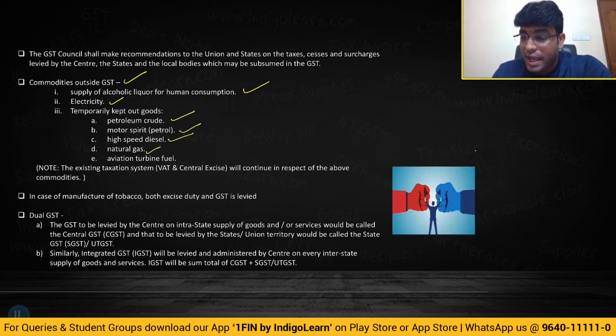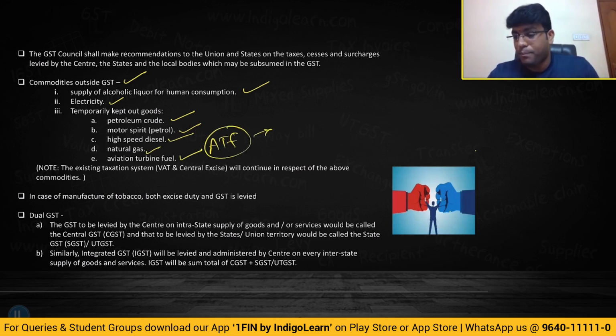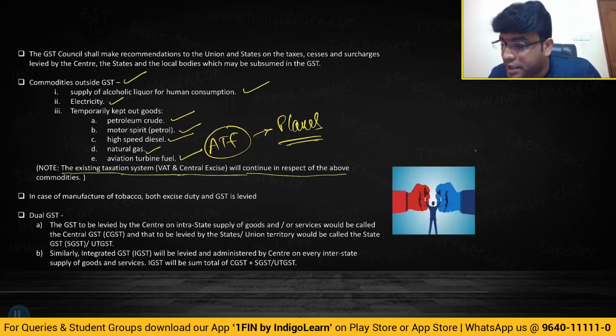Next, natural gas, aviation turbine fuel. We call it ATF. They use it for planes, helicopters. They use this aviation turbine fuel. Now, you can see one note what I wrote there. Existing taxation system will continue. Existing taxation will continue in respect of the above commodities.